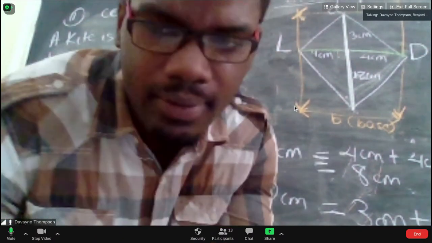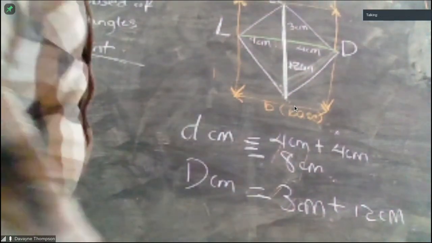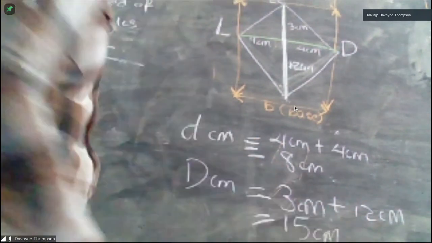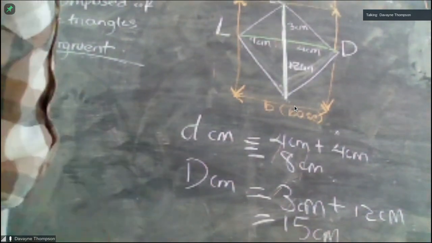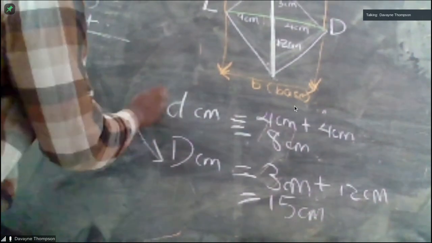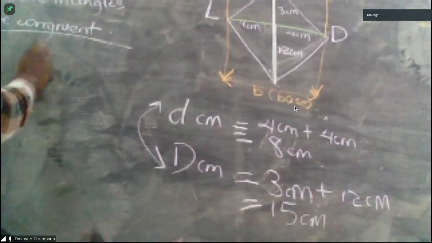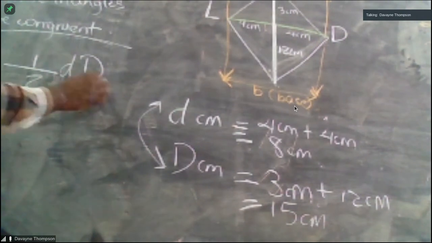Alright, welcome back everybody. So, therefore, Aliana, what would be my answer? What is 3 centimeters plus 12 centimeters? 15 centimeters, right. Good. Now that we got that out the way, can somebody remind me of the formula? What's the formula for the area of a kite? That involves these two: half small d, half big d. Good. Half small d multiplied by the big d, right?